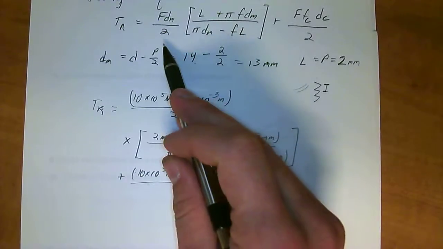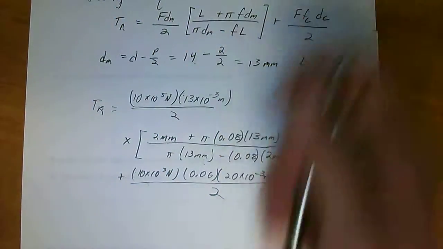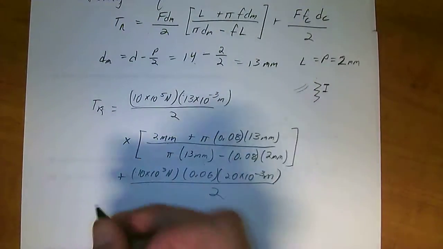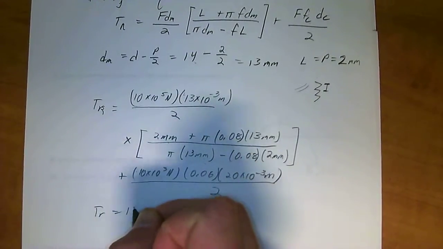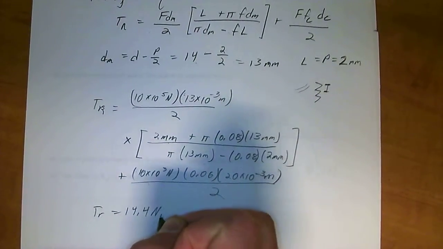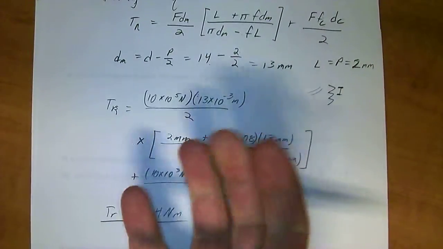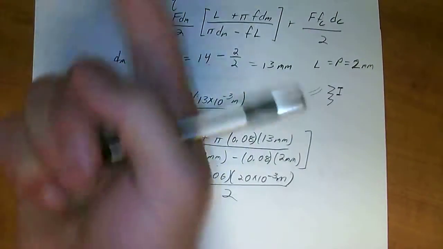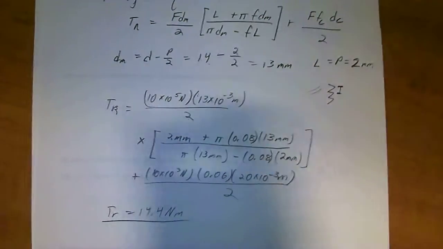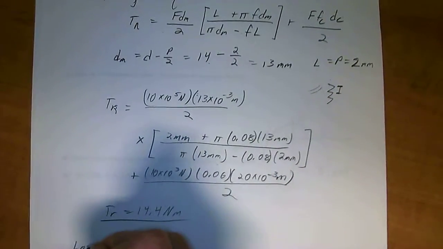So it's pretty easy to get the rising torque because we were given the force that's being applied down onto the power screw. So then TR is equal to 14.4 Newton meters. So that's the torque. Rising torque is the torque required for the screw to lift something up off the ground. Okay, now calculate the lowering torque.